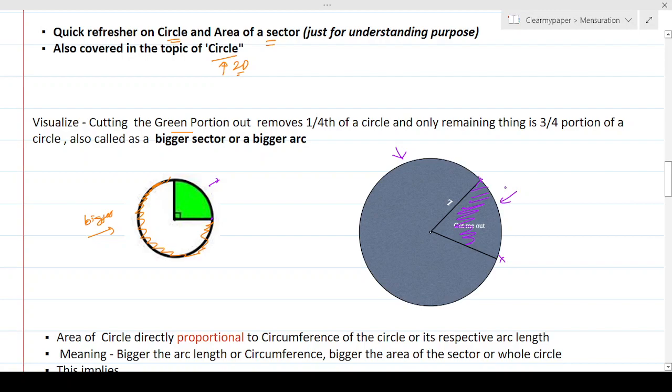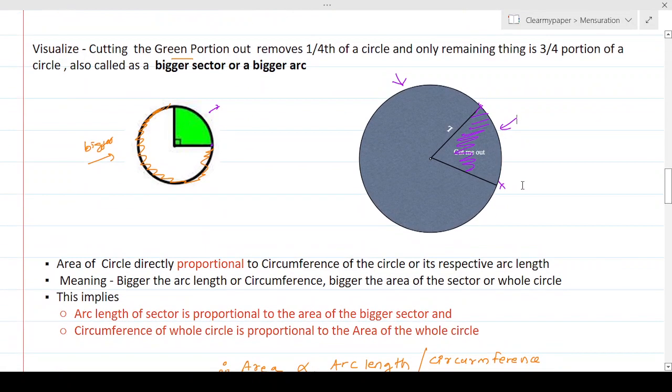That's what it said. Okay. So now let's see what's going on here. What happens when we do it? What are the observations? So when we do this, what we see is the area of the circle, right?